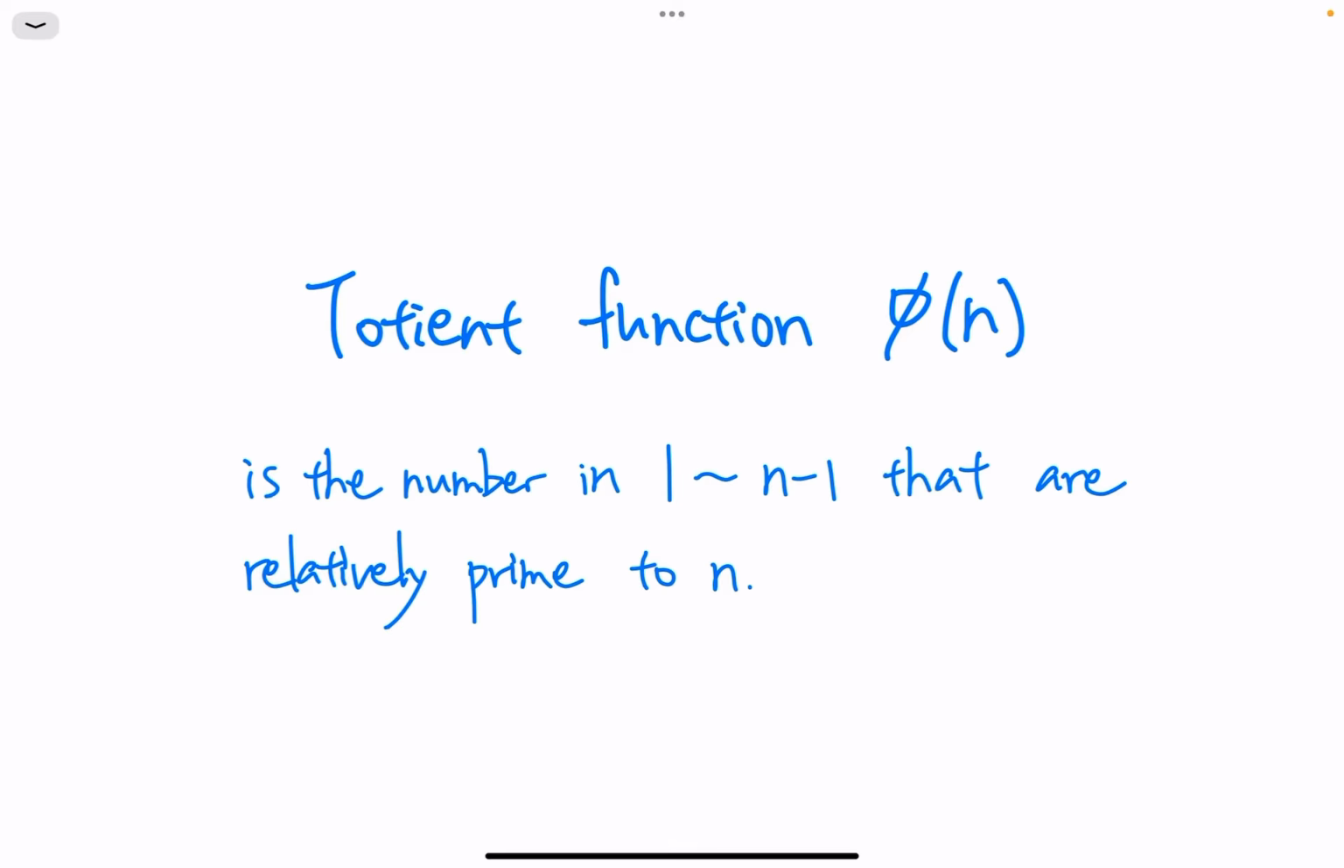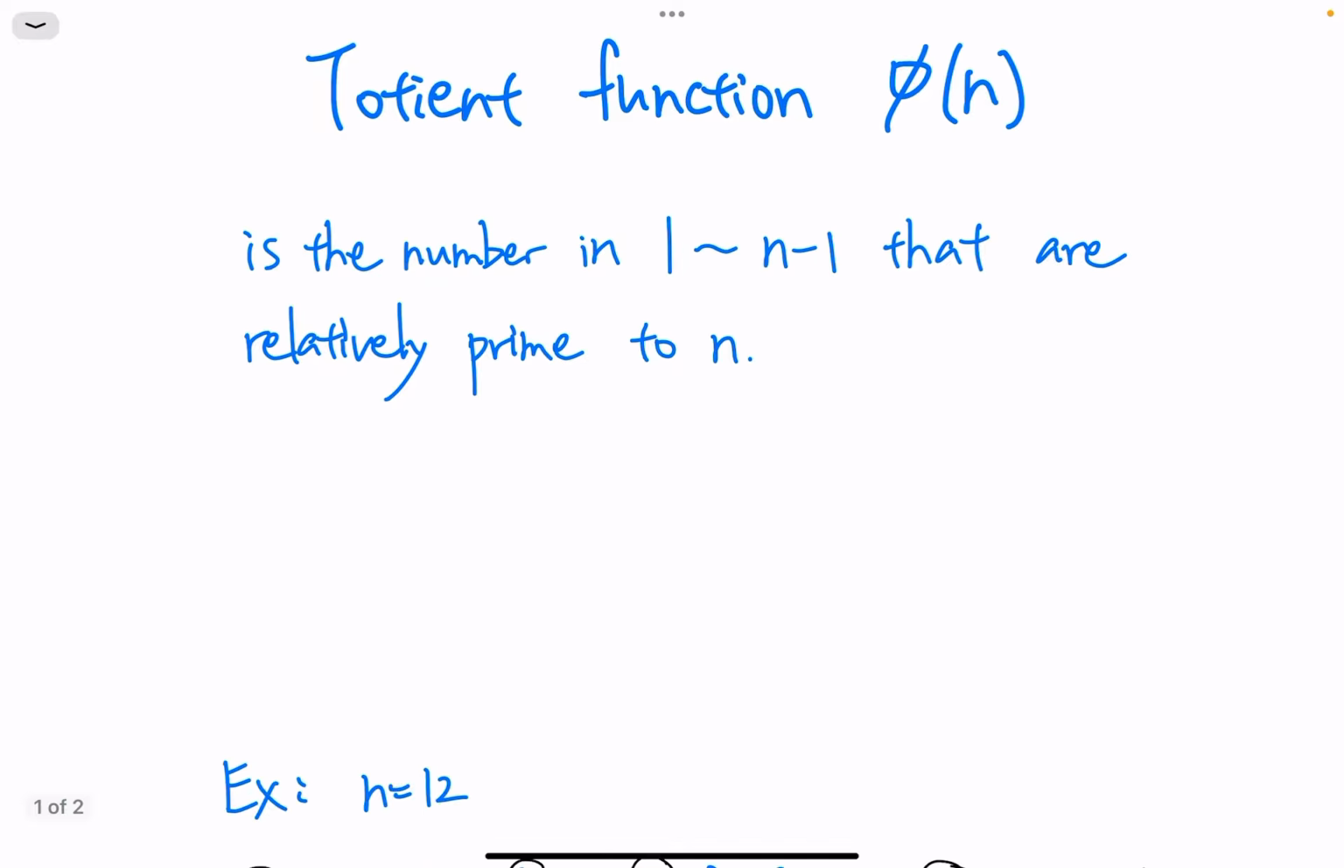The totient function, or Euler's totient function, is denoted as phi n. It's the number of integers from 1 to n minus 1 that are relatively prime to n. Let's look at an example.